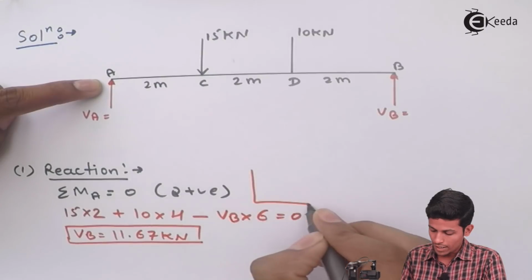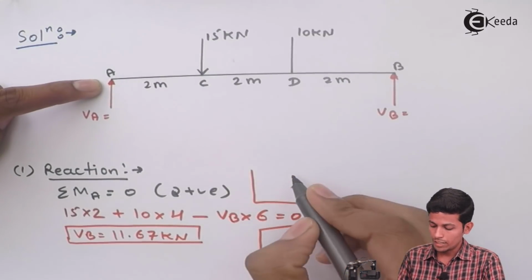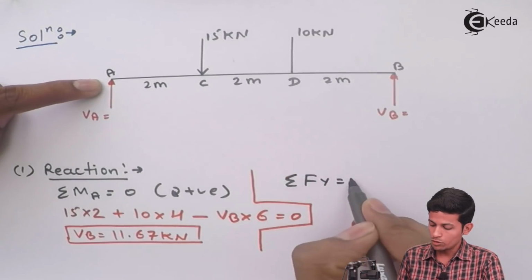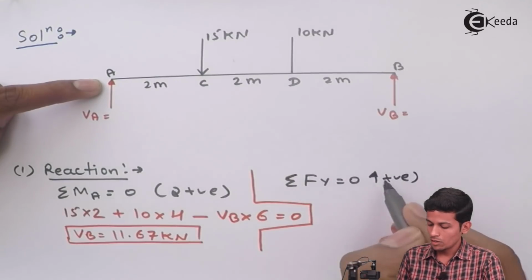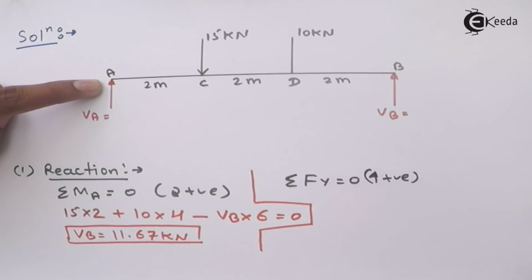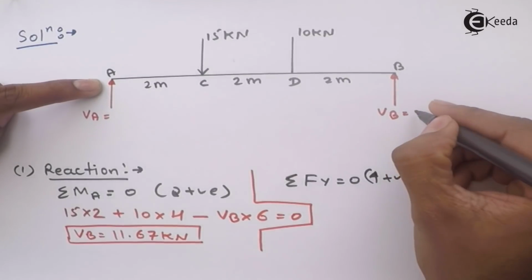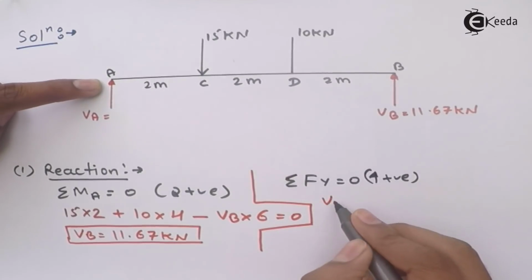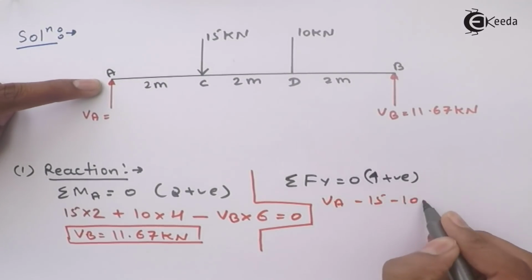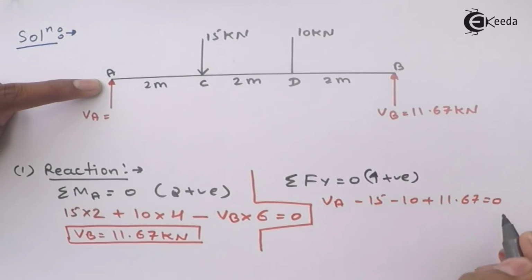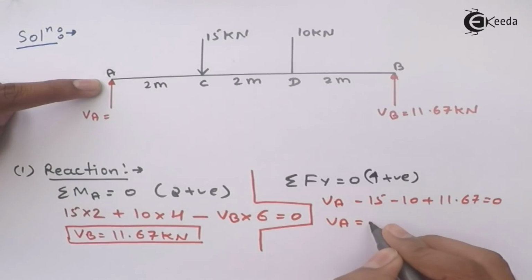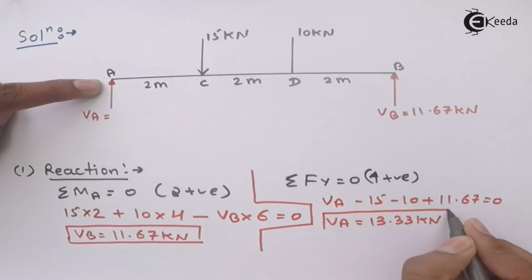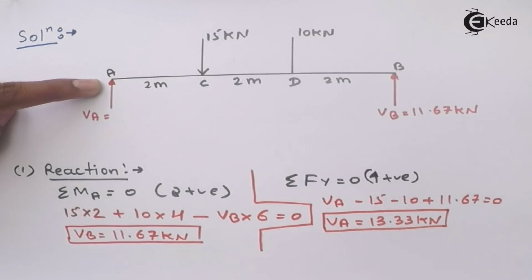Okay, now after that, summation Fy equal to 0, upward positive. Now you got the value of VB as 11.67 kilonewton. Now Fy is VA minus 15 minus 10 plus 11.67 equal to 0. Now you get the value of VA as 13.33 kilonewton.